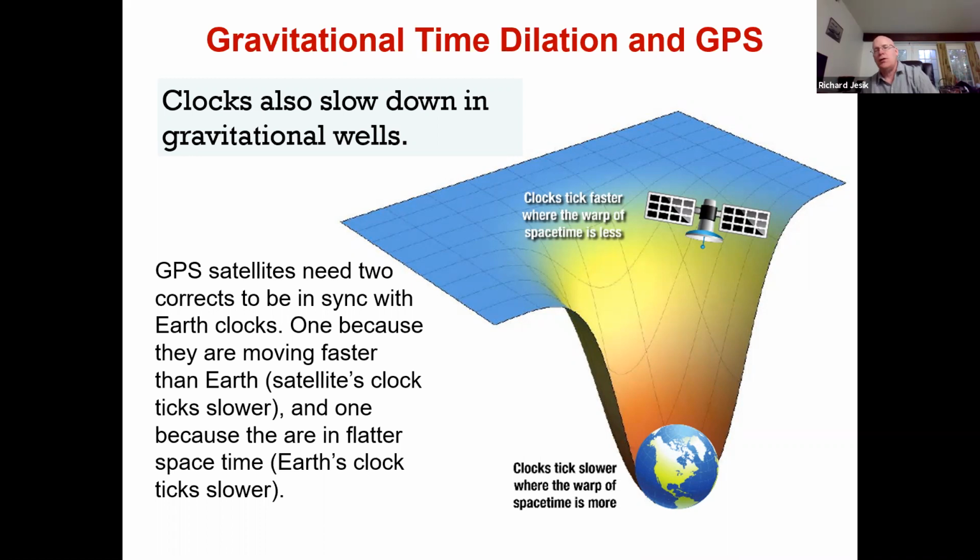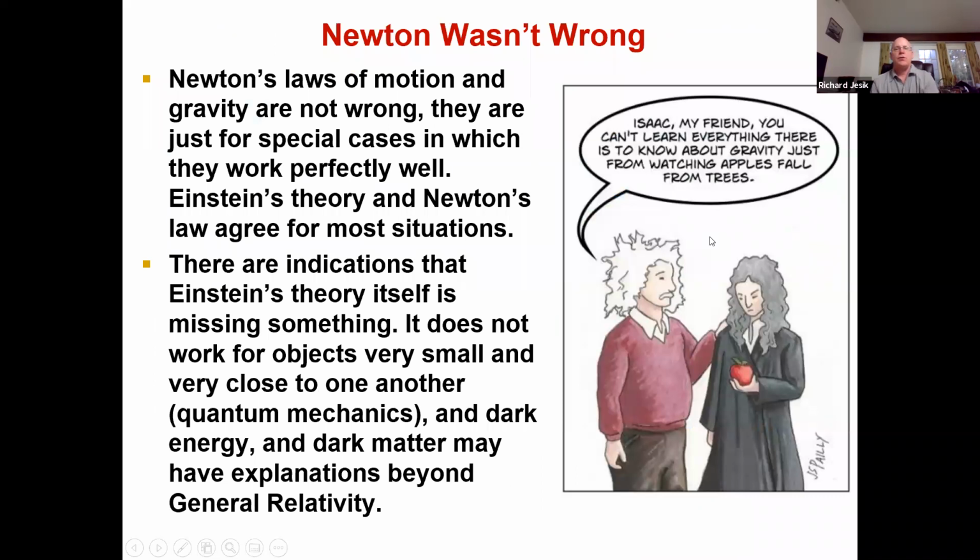Moving fast, the clock slows down, and they're moving faster than the Earth. But being in a gravity well, the clock slows down, and a person on Earth, or your cell phone, is a lot more in this gravity well than the satellite is. So there's 2 corrections to the GPS. And it turns out that without those corrections, it would be off by 7 miles in an hour. Your GPS system. So there are real world consequences to relativity.